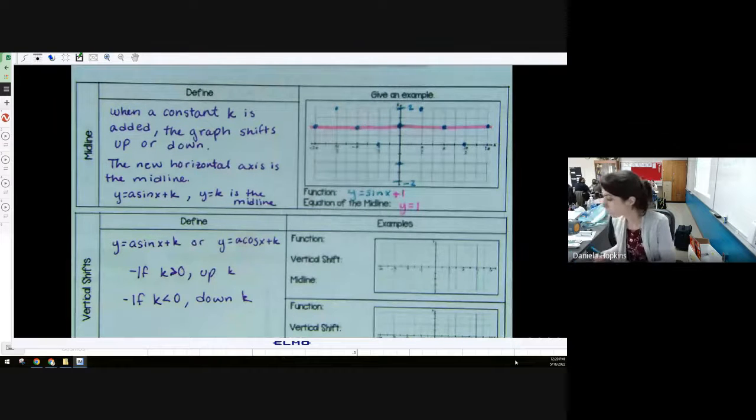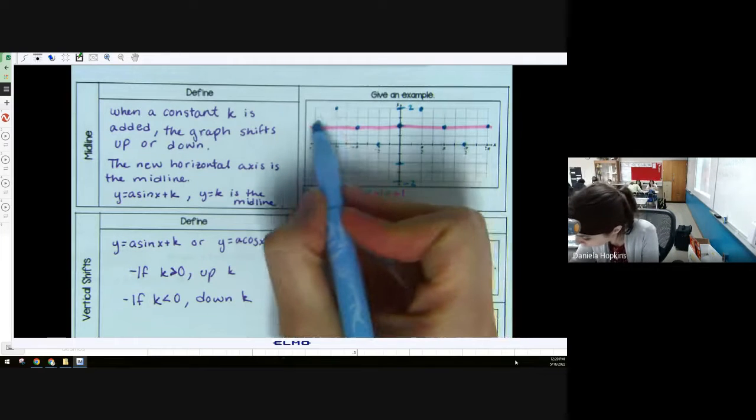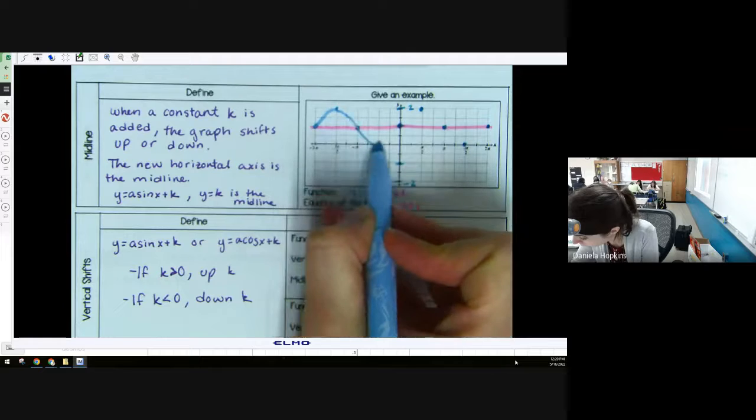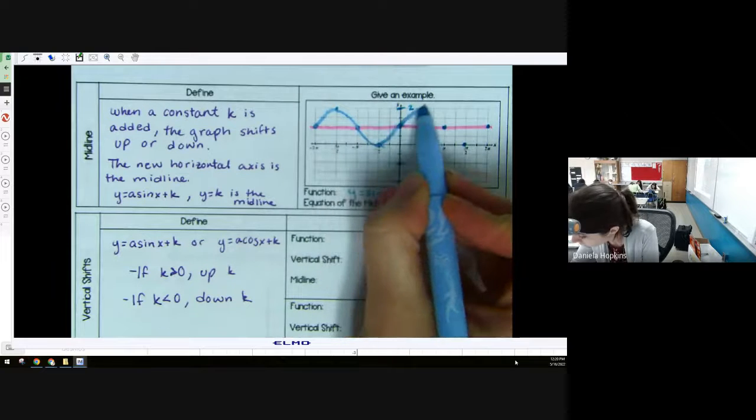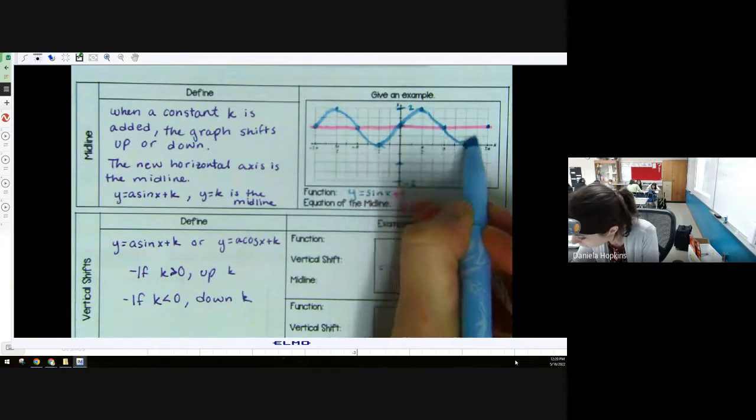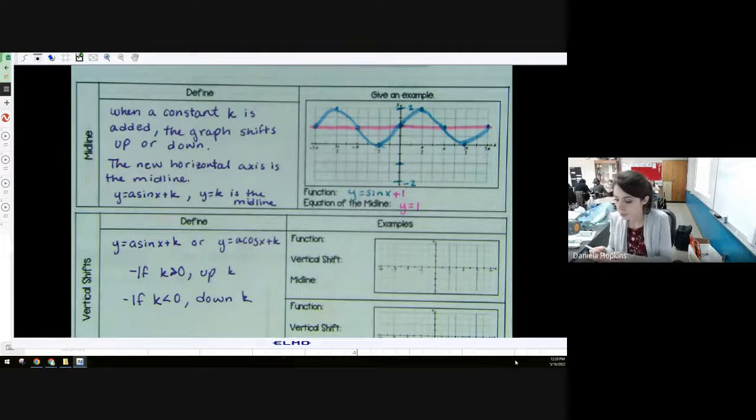You guys remember how we did those points last week? And again, we're just going to look at sine and cosine today. We'll look at tangent tomorrow. But that is our sine graph just shifted up 1.